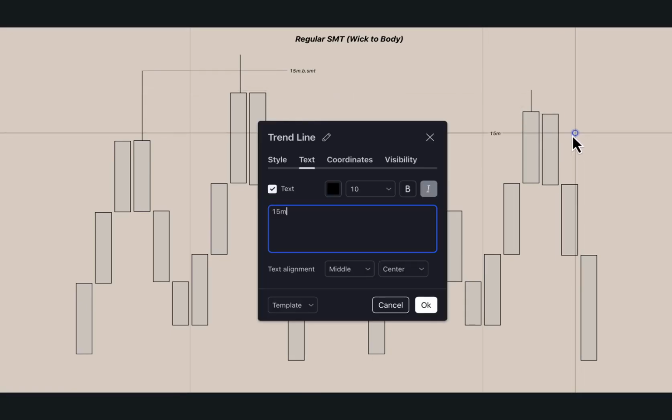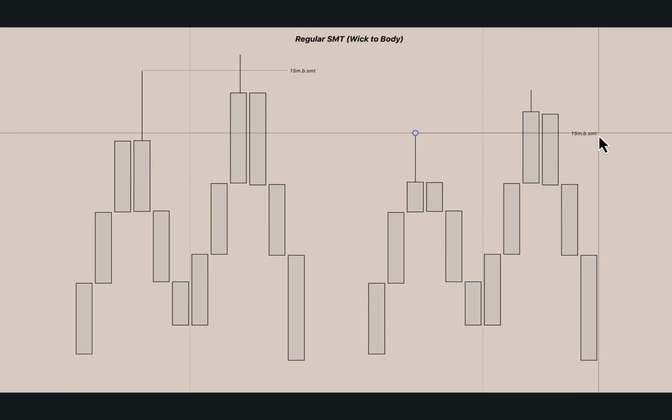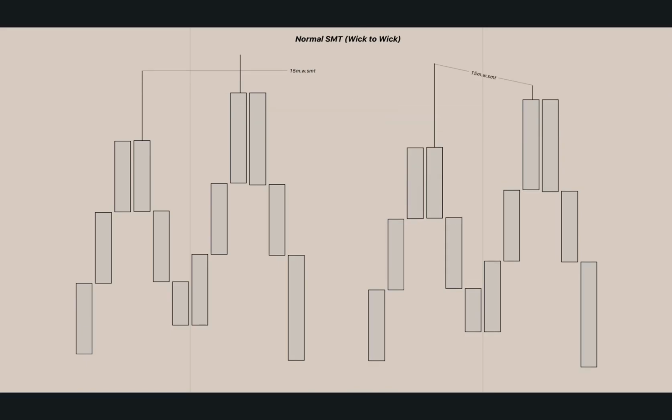Same over here. 15-minute wick to body SMT. And I think it's just a little cleaner whenever you have a short way to annotate your charts. As for the hidden SMT, it's pretty self-explanatory. It'll just be the letter H, but I just pretty much came up with the letter B, so it's easier to annotate our charts. And last but not least, we have our normal SMTs. And this is the last type of SMT that I will look at.